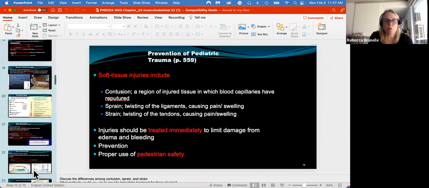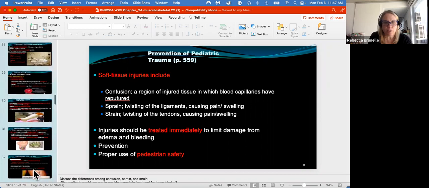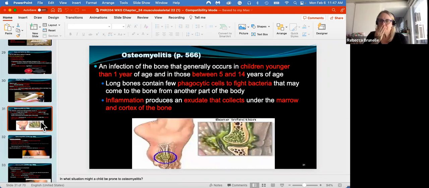So now we're going to go over some infectious problems that you can see in the musculoskeletal system, and we're going to start with osteomyelitis. Osteomyelitis is an infection of the bone. It usually occurs in really young kids under a year or between the ages of 5 and 14. We talked about that compound fracture: you're at risk for osteomyelitis if you've had that fracture and the breaking of the skin. It can also not be preceded by an injury, but be an infection in the bone.